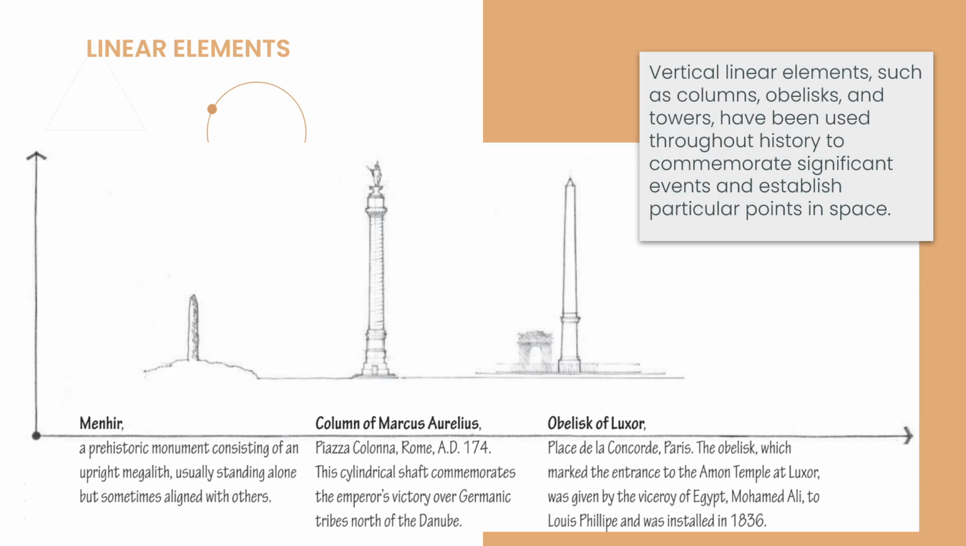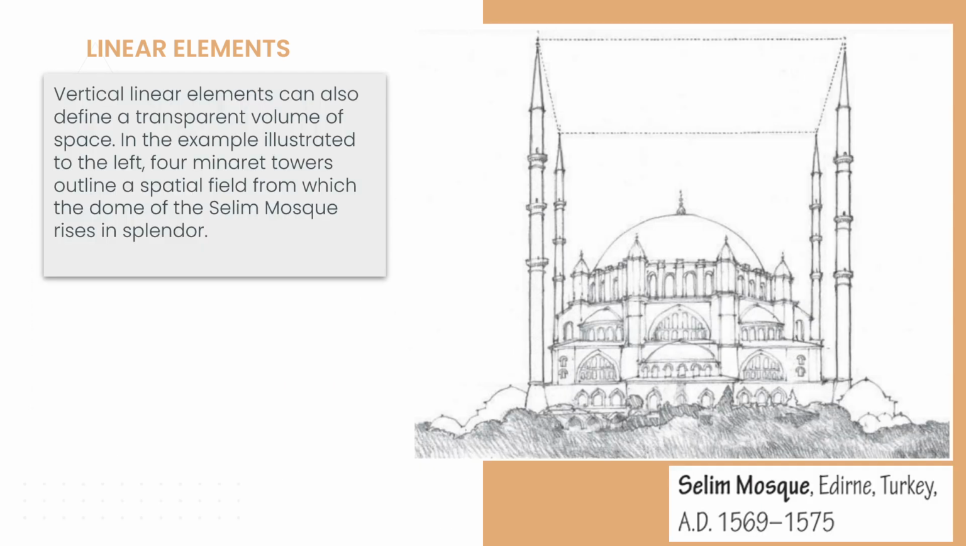that marked the entrance to the Ammon temple at Luxor in Egypt. It was given by Viceroy of Egypt, Mohammed Ali, to the Louis Philippe in 1836. So these are vertical linear elements, one of the applications of a line, the second primary element.